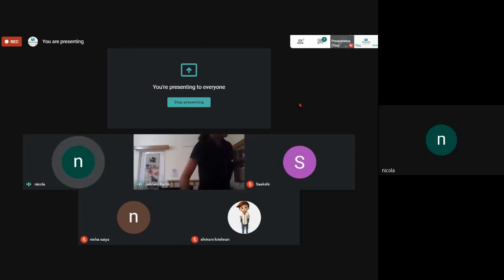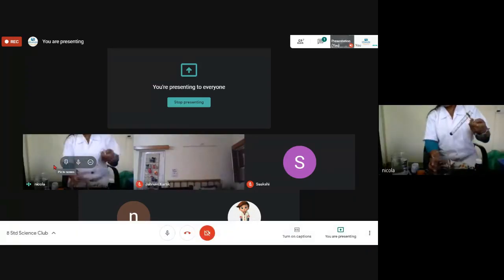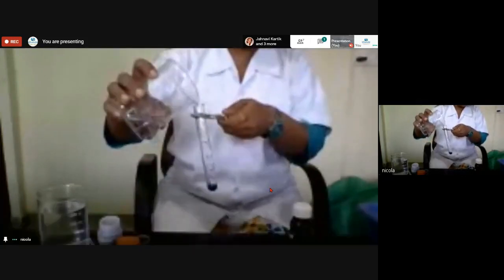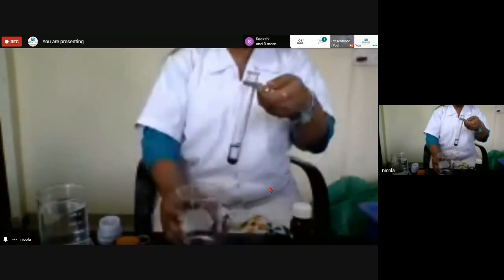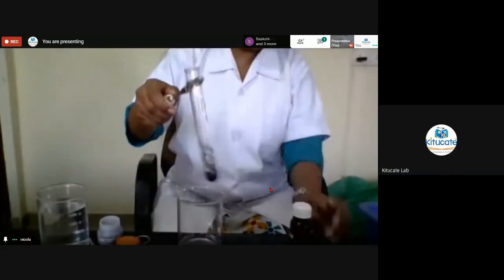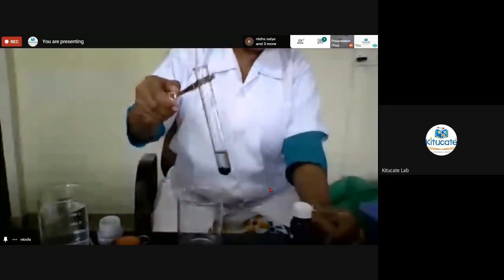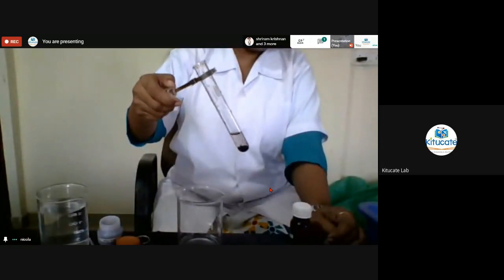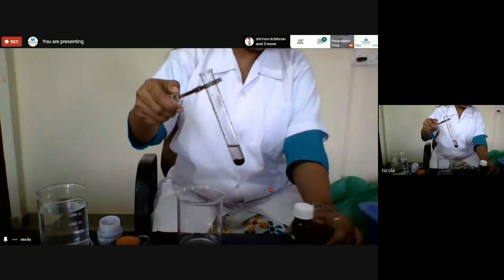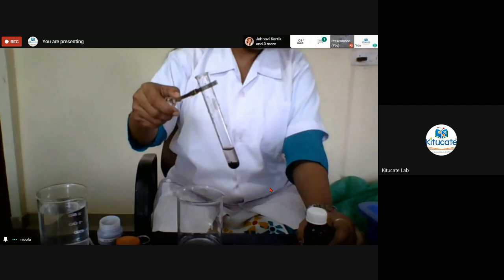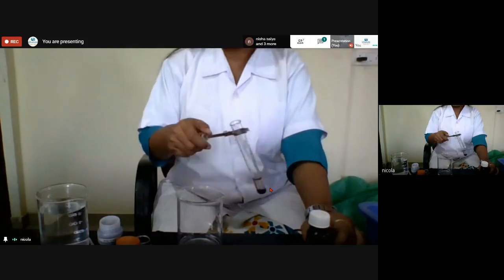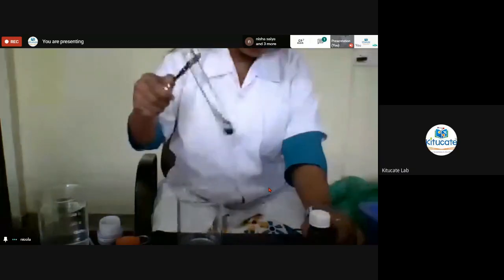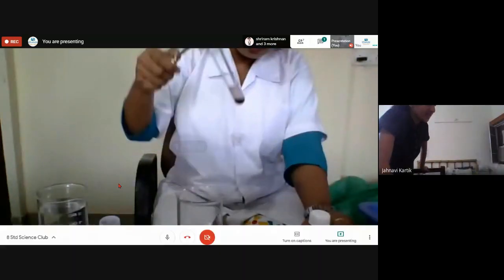I'm also trying it with iron filings once more. Let's see if any reaction occurs. I think shaking will not be required. It will happen automatically. Is your aluminium reacting, or is it still not giving out any bubbles? No, it did not give out any bubbles, so it is not reacting.